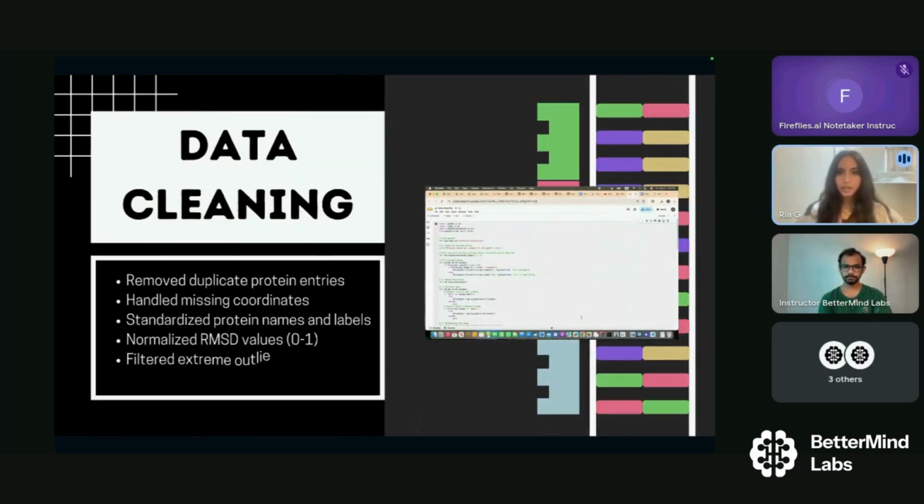So when it comes to data cleaning, I tried to include a video of my code. I'm not sure if it'll play because I was having some errors with it earlier. However, later on after the presentation, I could go through the code and show it to you if you'd like. But when it comes to data cleaning, I included a written summary on the left side. So basically in this code, I removed duplicate protein entries. I handled missing coordinates, standardized protein names and labels, normalized RMSD values, and filtered extreme outliers.